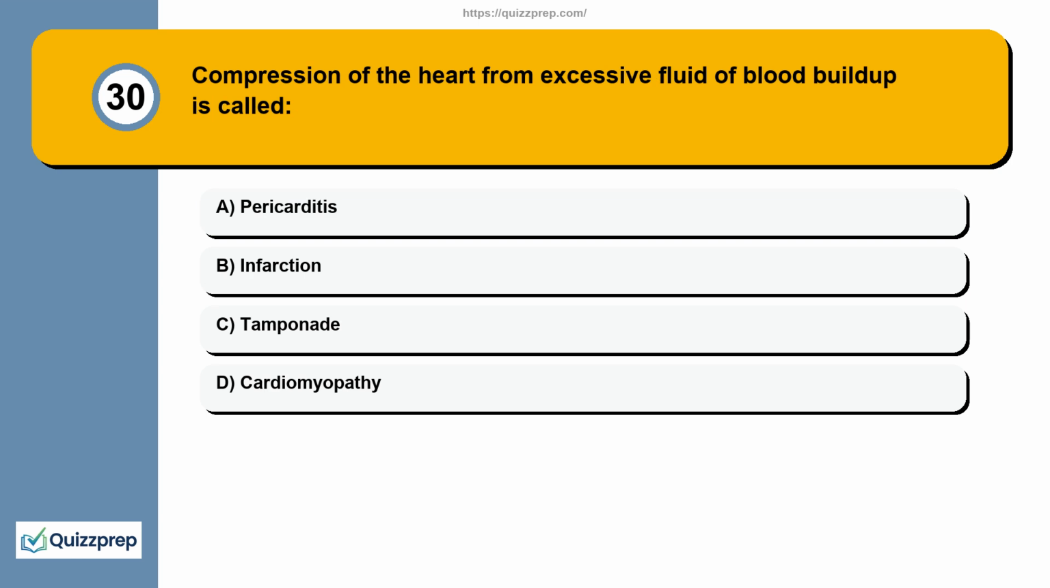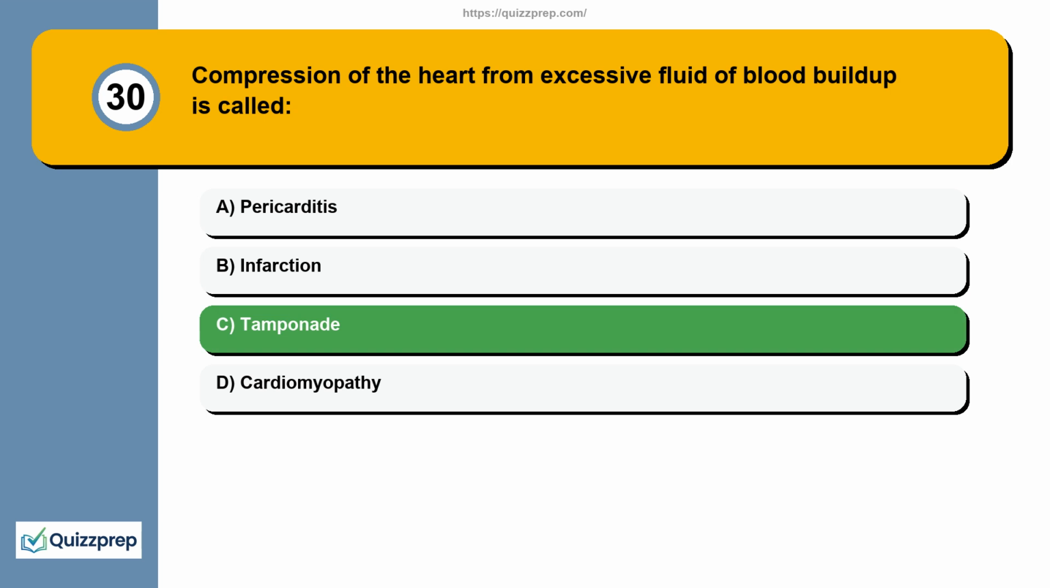Question 30. Compression of the heart from excessive fluid or blood buildup is called: Option A, pericarditis. Option B, infarction. Option C, tamponade. Option D, cardiomyopathy. The correct answer is option C, tamponade.